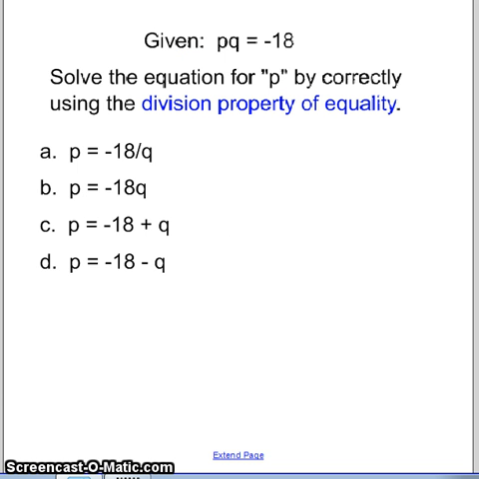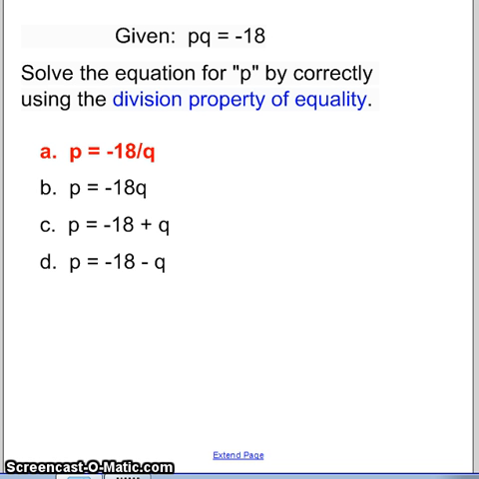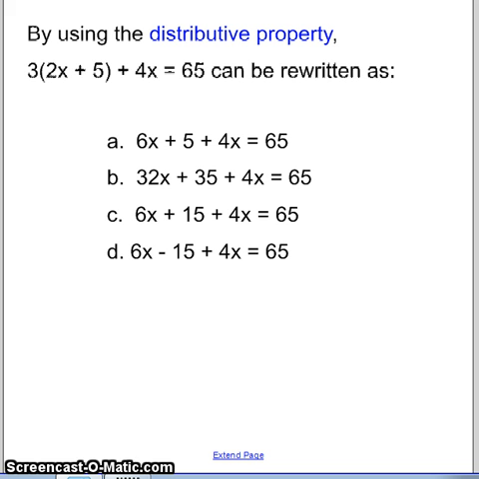Here it says to solve this equation for P by correctly using the division property of equality. That means we're going to divide both sides by Q in order to get P by itself. And so when we do that, the answer is going to be A. P is equal to negative 18 over Q.